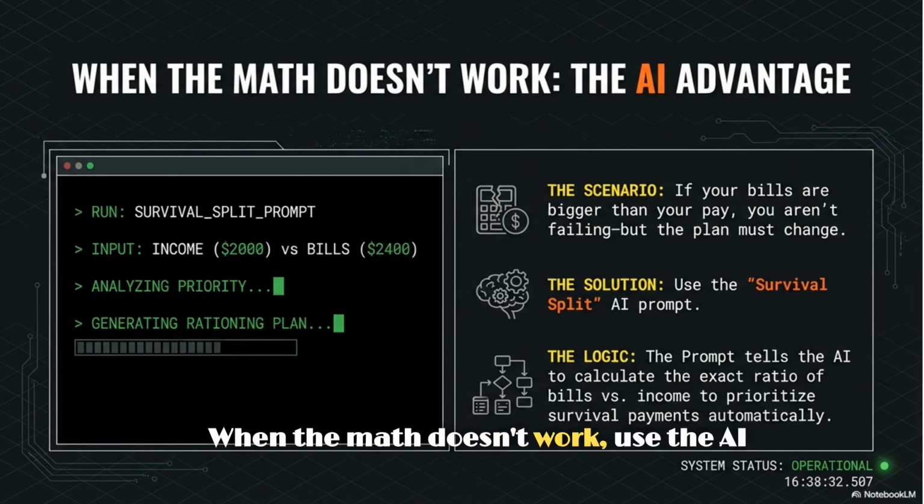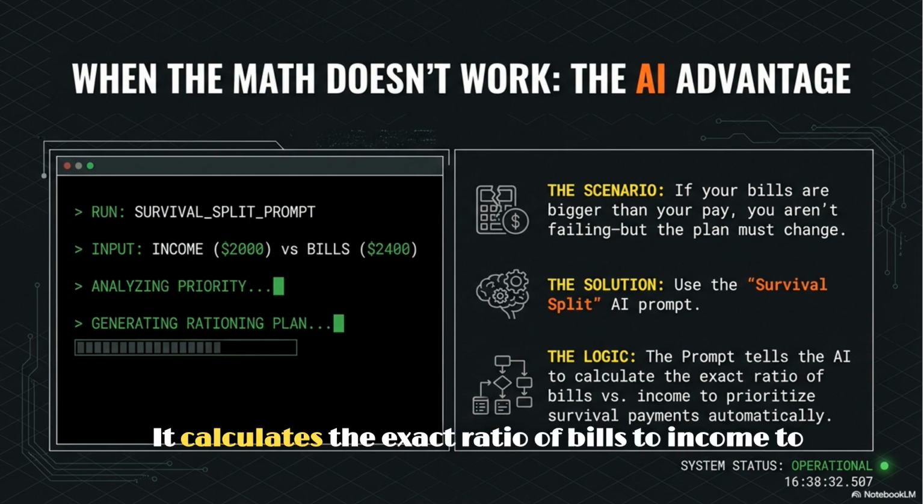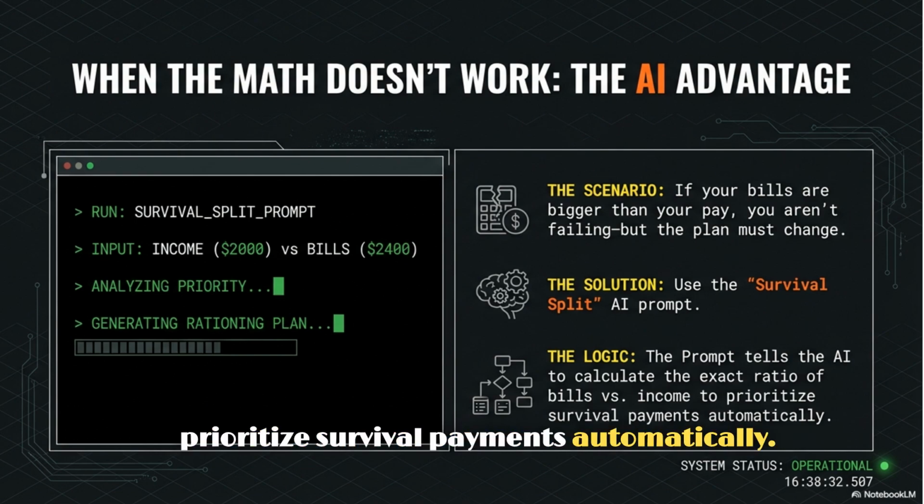When the math doesn't work, use the AI advantage. If bills exceed your pay, use the survival split AI prompt. It calculates the exact ratio of bills to income to prioritize survival payments automatically.